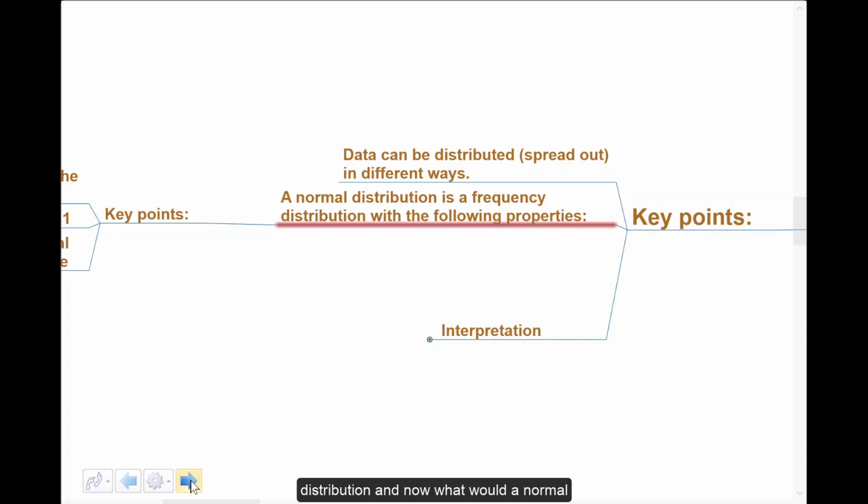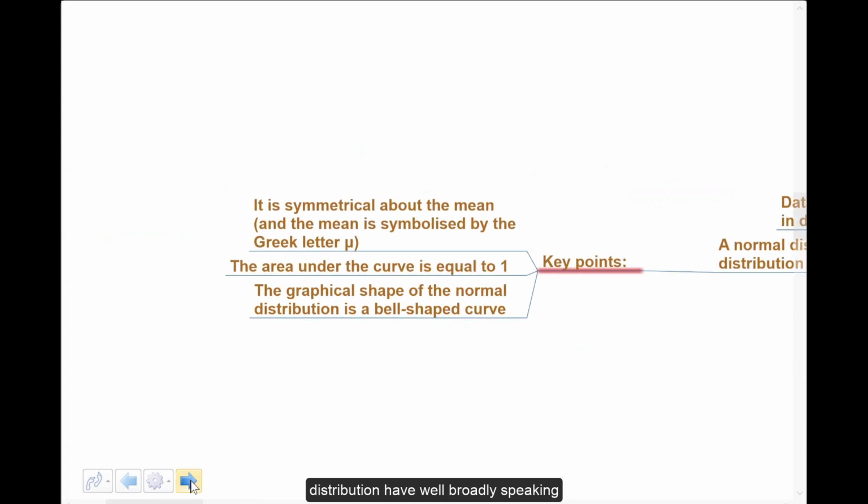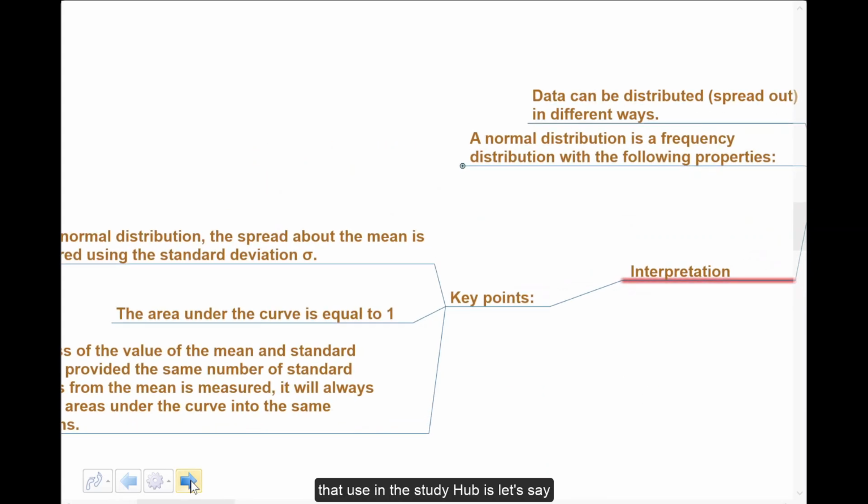And now, what would a normal distribution have? Well, broadly speaking, symmetrical. Okay, think bell-shaped curve. Note, obviously, as you see the diagram in the study hub, the area under the curve is equal to 1. And in effect, you've got that little curve going from, let's say, left to right, if you will, with the bump in the middle. That would be a normal distribution. I think the example they use in the study hub is, let's say, height in a given classroom.